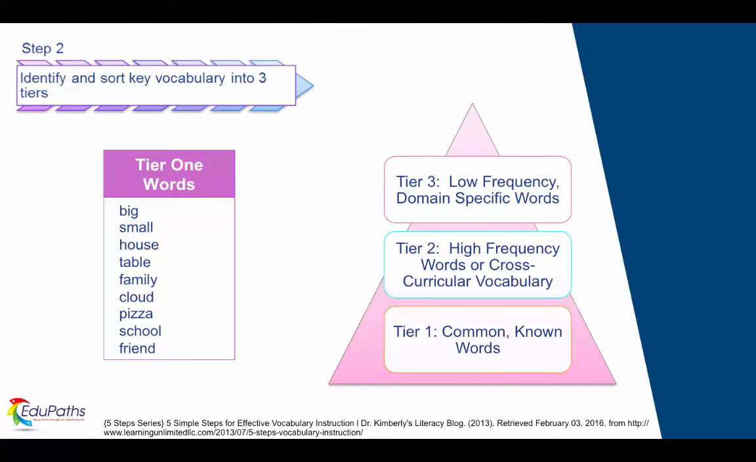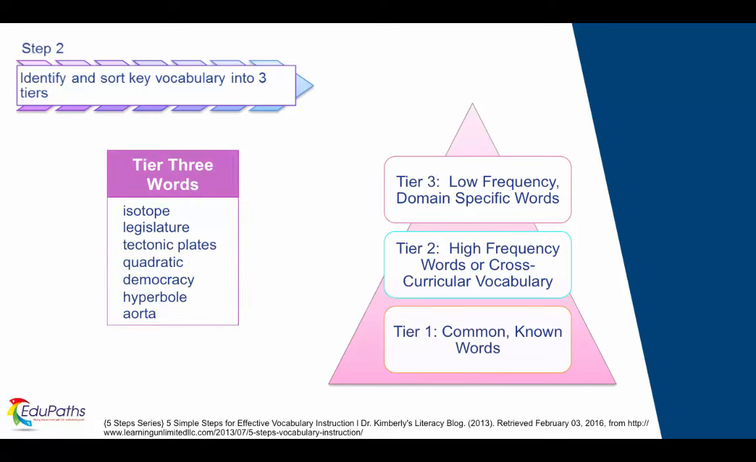Tier 2 words are high-frequency academic words that are used across curricular domains, such as predict, explain, expand, maybe summarize or justify. An important note though, Tier 2 words are likely to appear in written text versus speech, which means students primarily learn these through reading or explicit instruction.